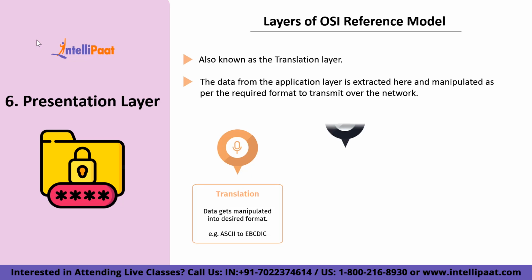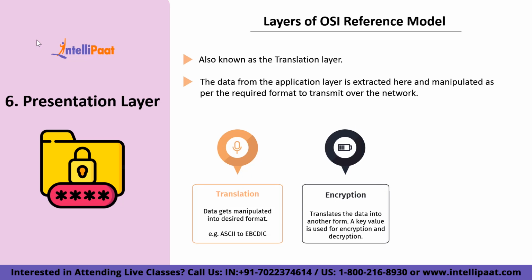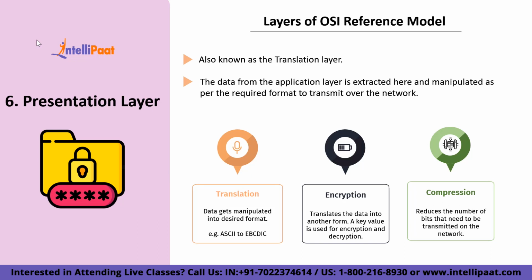Now, the next thing is encryption and decryption. Data encryption translates the data into another form of code. The encrypted data is known as the ciphertext and the decrypted data is known as plain text. A key value is used for encrypting as well as decrypting the data in this case. Next is compression. Compression basically reduces the number of bits that need to be transmitted on the network.